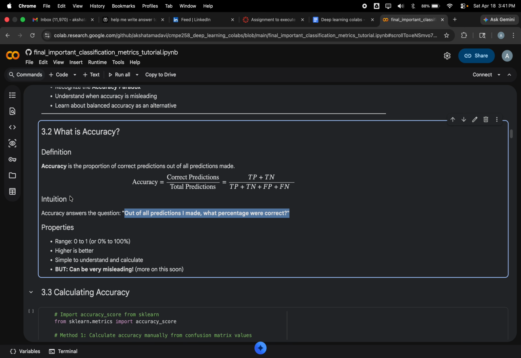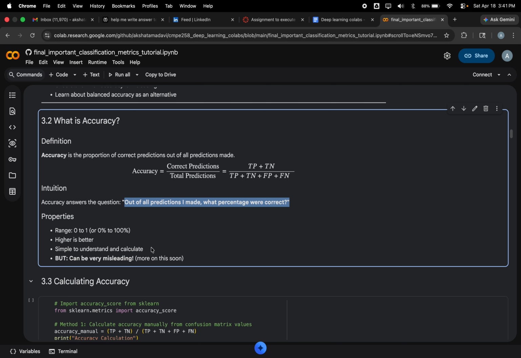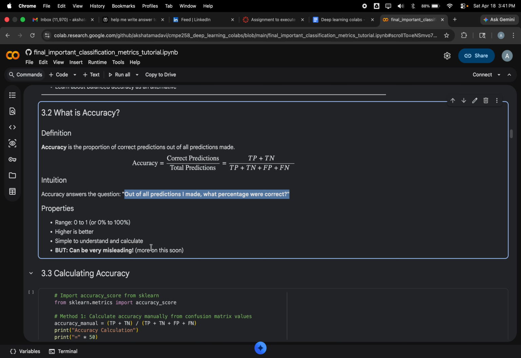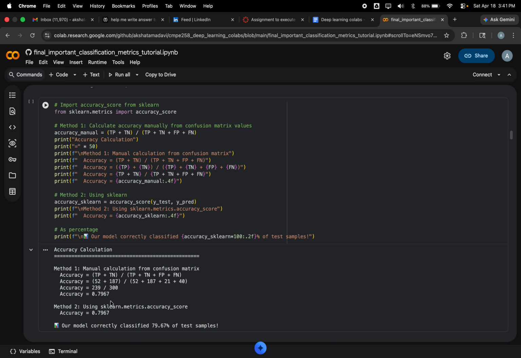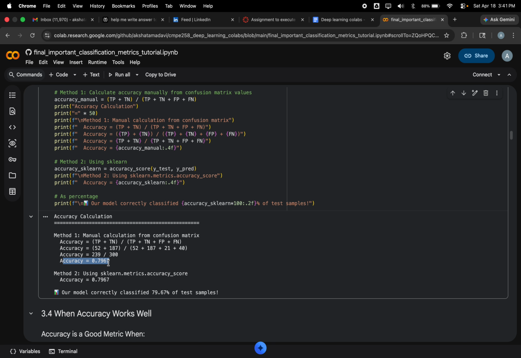We want this value to be higher, and it's very simple to understand and calculate, but it can be misleading, which we will see soon. So this is how we are calculating the accuracy. In the earlier model which we have, the accuracy comes out as 79%.